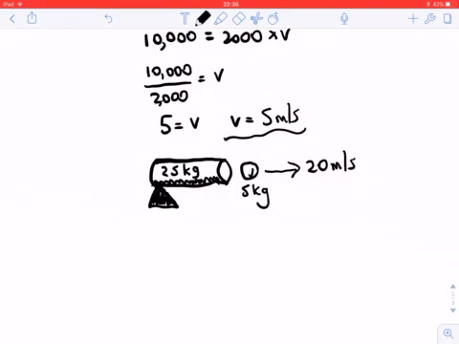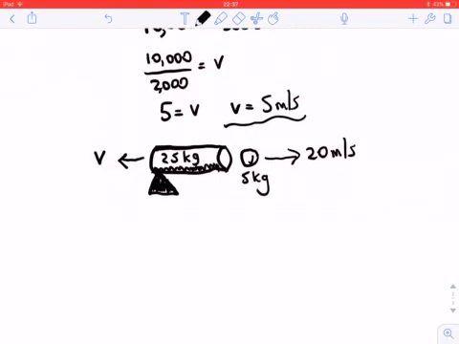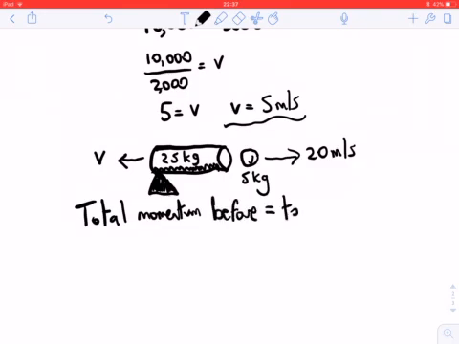Okay, what's going to happen to the cannon as a result of this explosion when it fires the cannonball out of the front? Well, you can probably guess it's going to travel backwards with a velocity which we don't know, so we'll call it v. Well, how quickly is it going to recoil? Well, let's apply again the law of conservation of momentum. The total momentum before equals the total momentum after the collision or explosion, in this case the explosion.